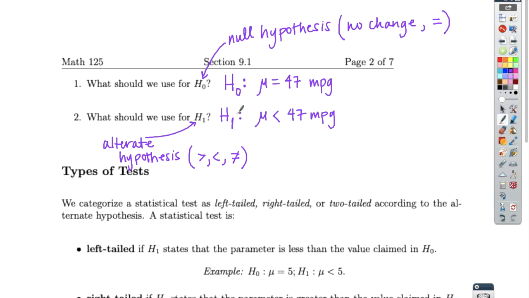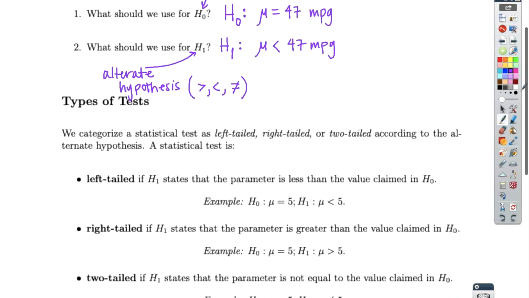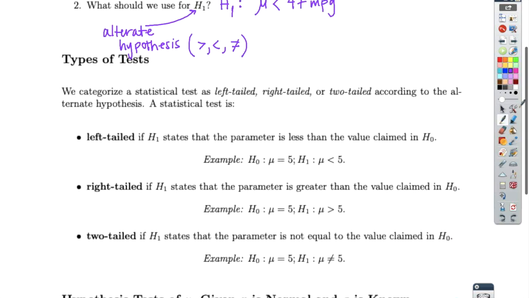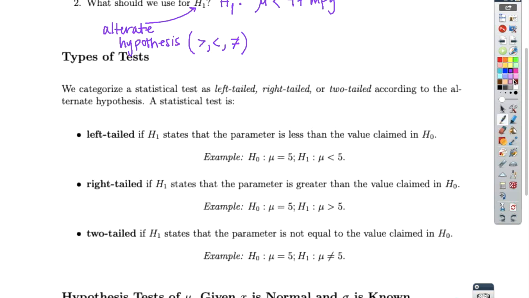Okay, so now we have our hypotheses written down, our null hypothesis and our alternate hypothesis, and we have to test these hypotheses. There are a couple of different tests that we can perform. We categorize the tests as left-tailed, right-tailed, or two-tailed, according to just the symbol. If it's a less than symbol, then that is left-tailed. So left-tailed goes with less than.